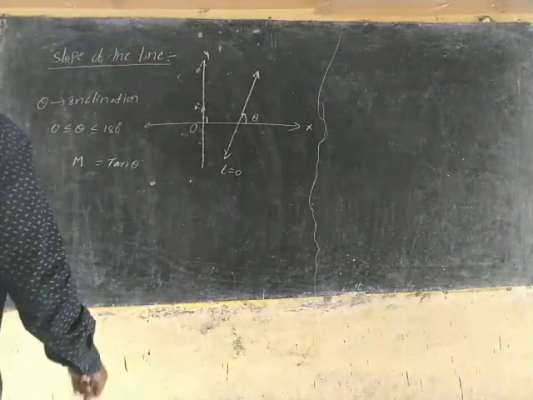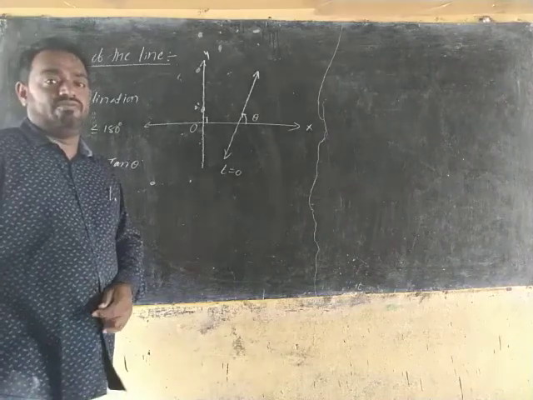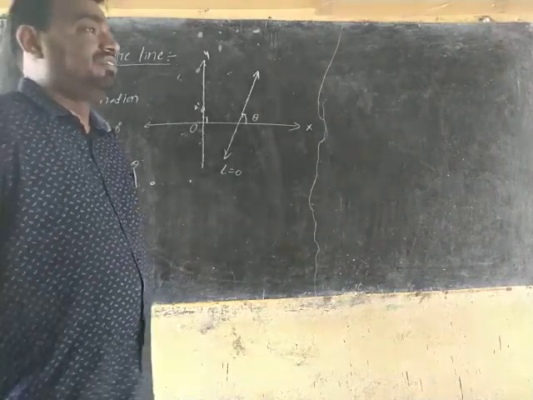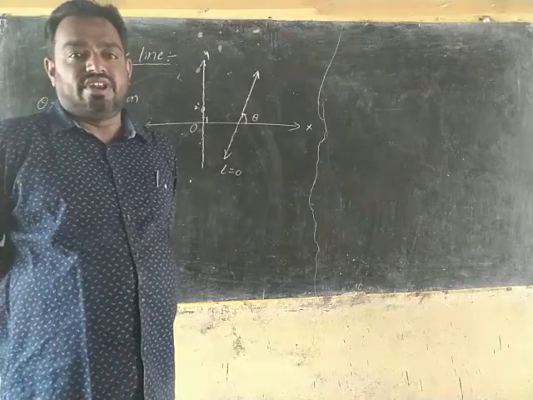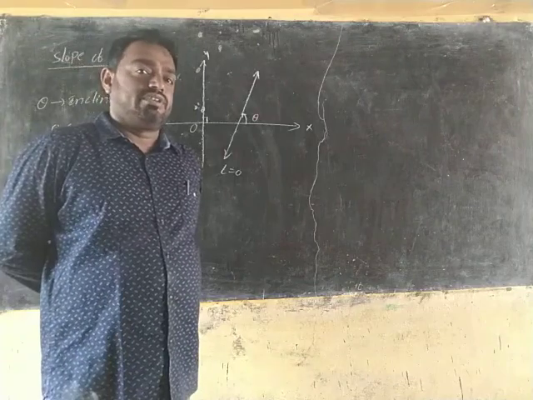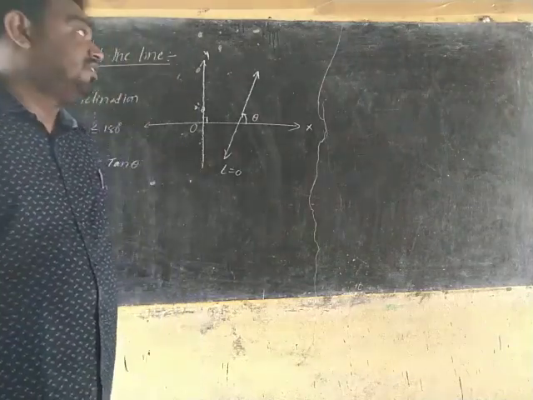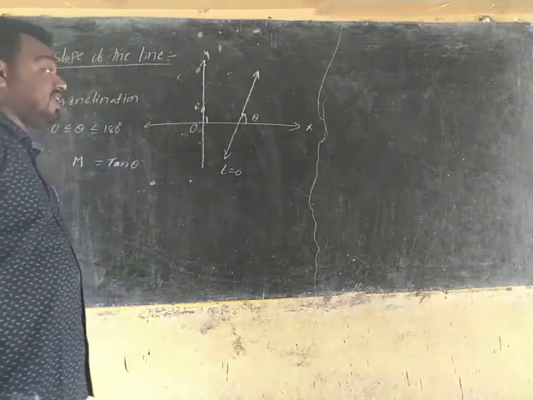Next, in the last videos we discussed the distance formula, section formula, area of the triangle, and collinearity conditions. We discussed that in the last class. Now in this video we are discussing the slope of the line.